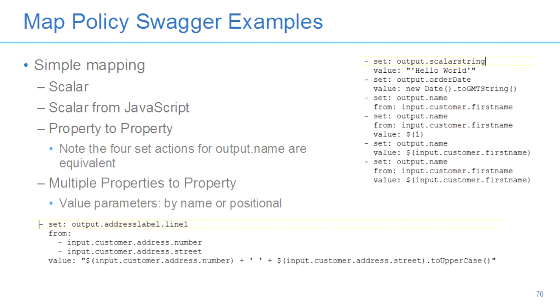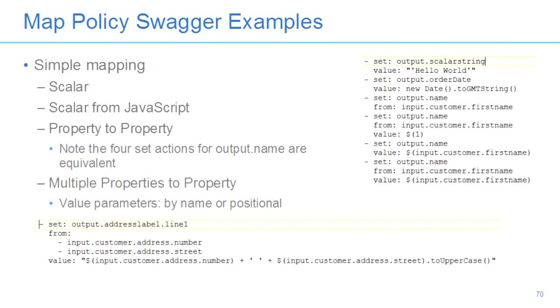The second example, I'm setting an order date to my output document. And in this case, again, no data that came from the from's data structure. I'm actually using a JavaScript new date and converting that to a GMT string. And so that would be the output of that particular action.